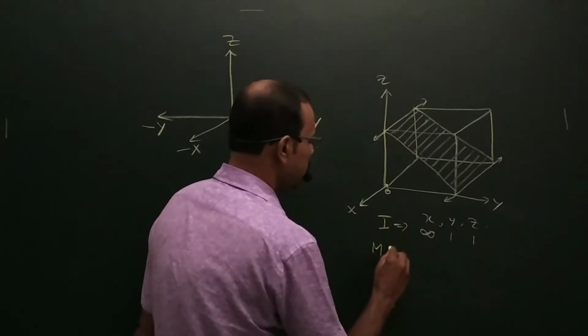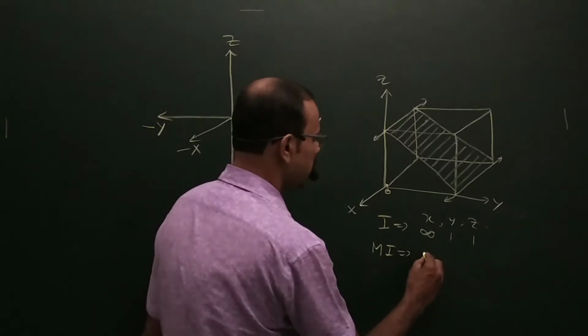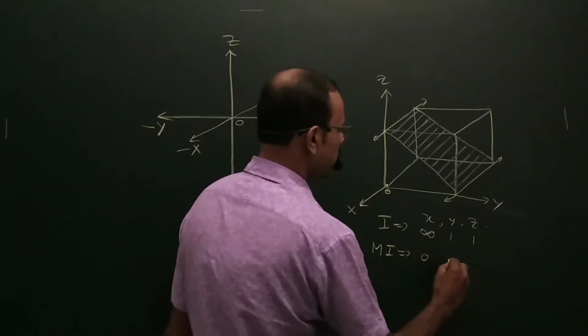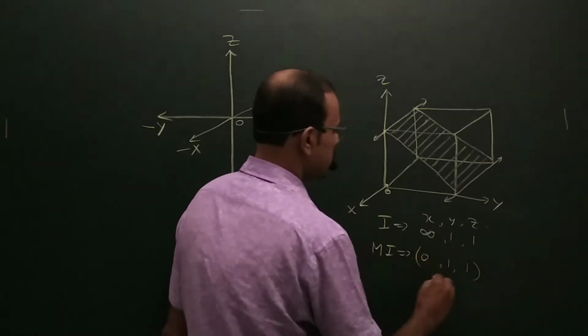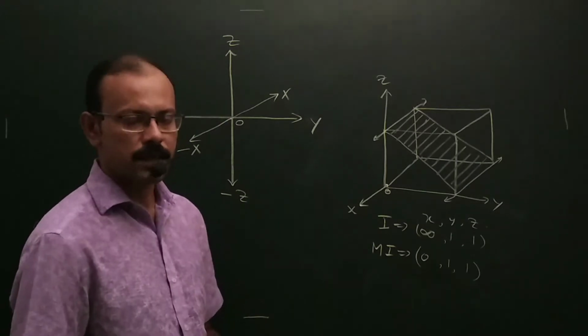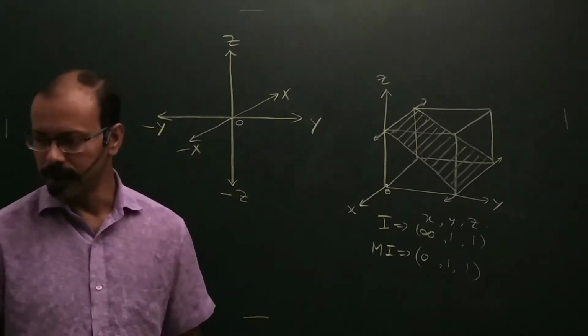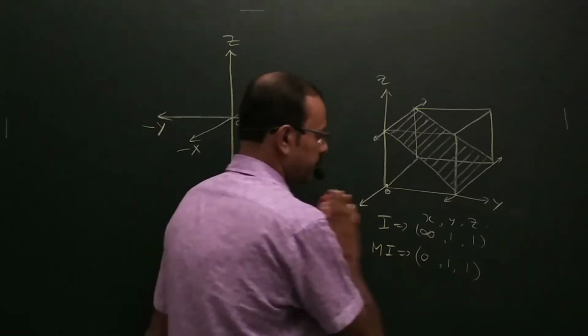Therefore, the Miller indices turn out to be the reciprocals of these raised indices, that is 1 by infinity, which is 0, 1 by 1, 1 and 1. So it is 0, 1, 1. Next one, there is a more critical case. I am dropping this out.